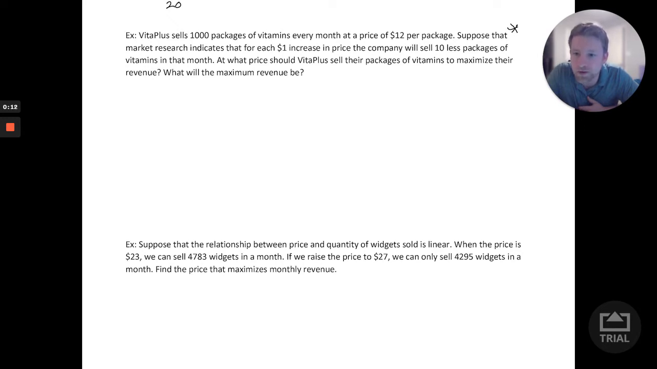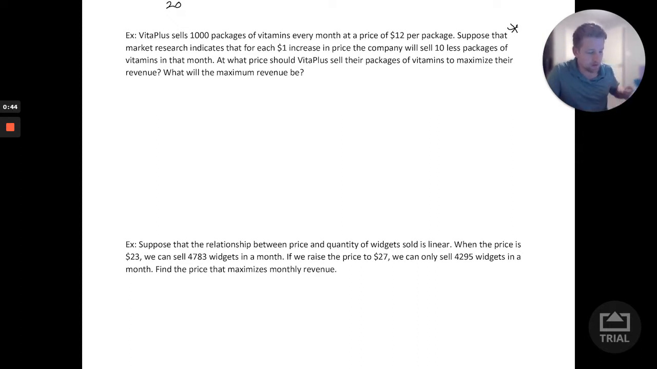So this example says that VitaPlus sells 1,000 packages of vitamins every month at a price of $12 per package. Suppose that market research indicates that for each $1 increase in price, the company will sell 10 fewer packages of vitamins in that month. At what price should VitaPlus sell their packages of vitamins to maximize their revenue? And what will the maximum revenue be?